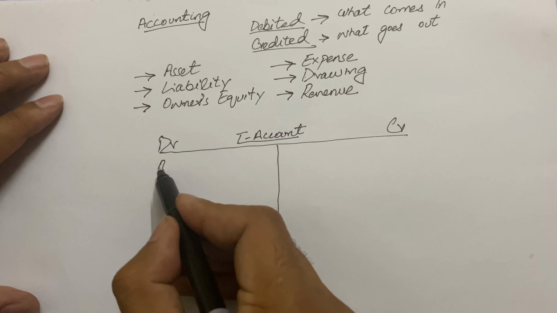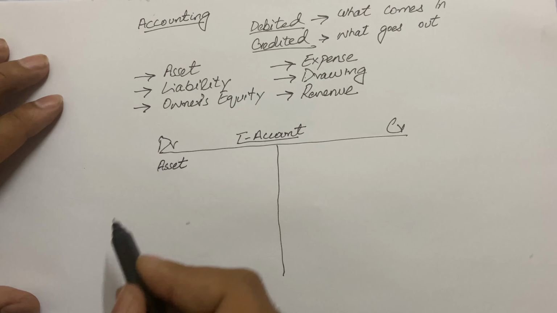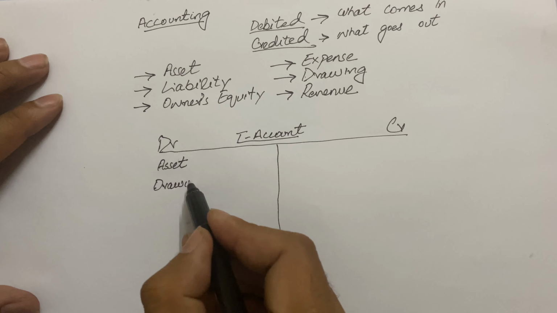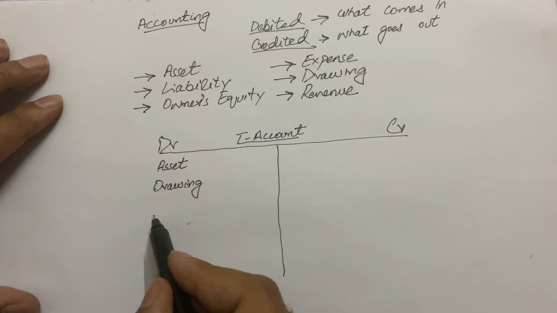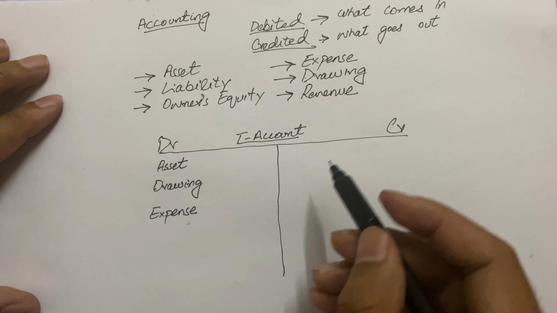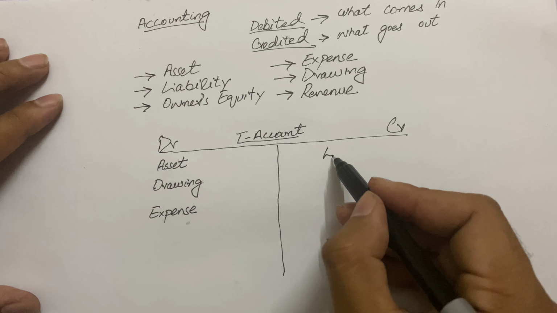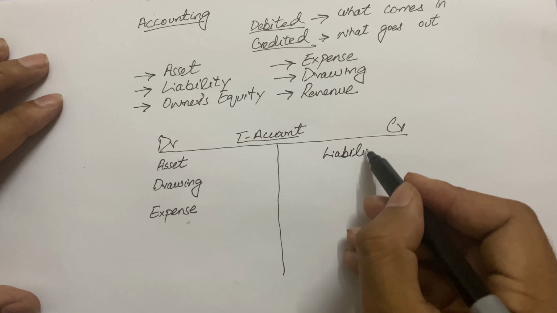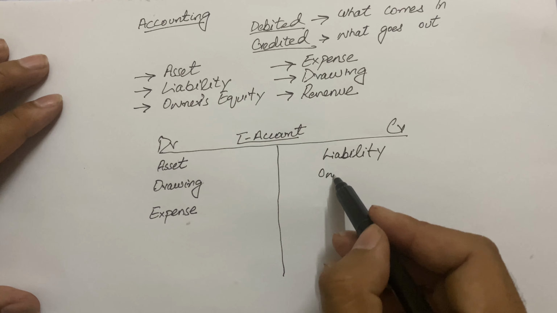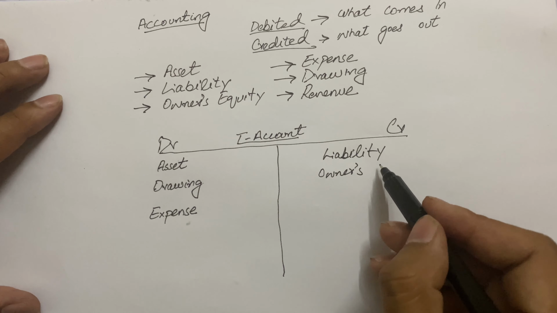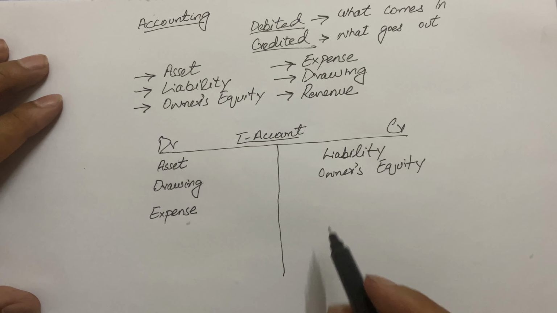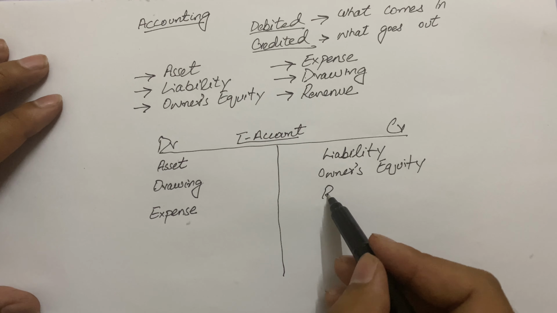Here we will write asset. Here we write drawing, and here we write expense. Here we write liability. Here we write owner's equity and revenue.